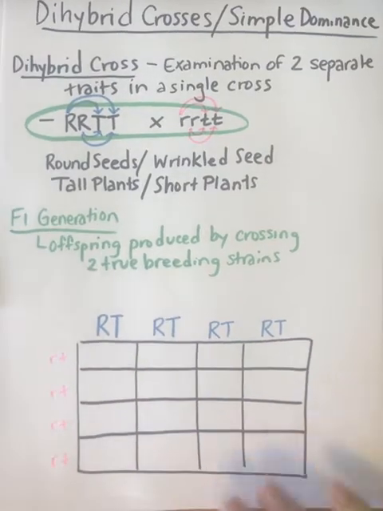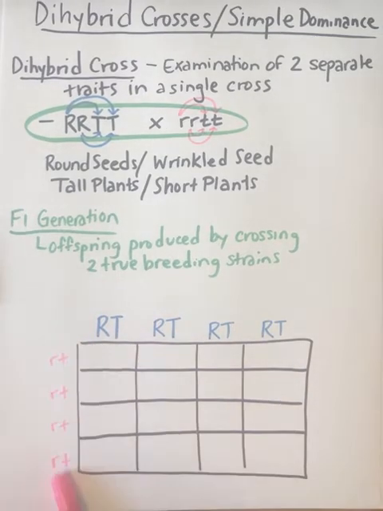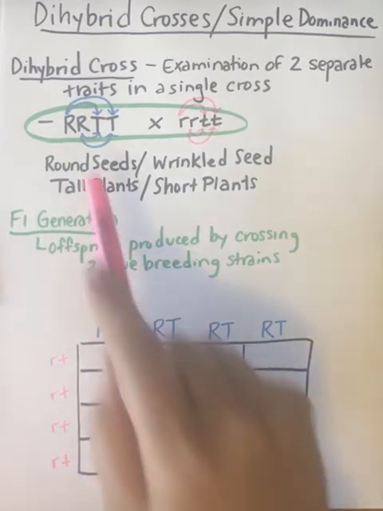Now this is how you set up your cross. When you're doing a dihybrid cross, you always keep your R's together and your T's together to figure out your first generation, just like we have here.